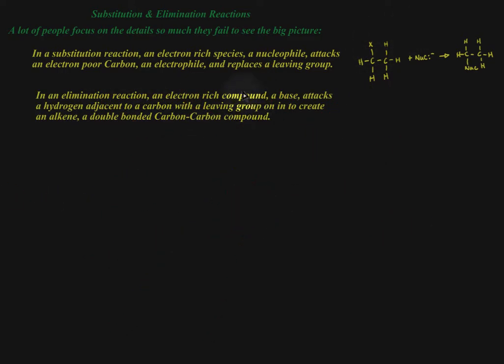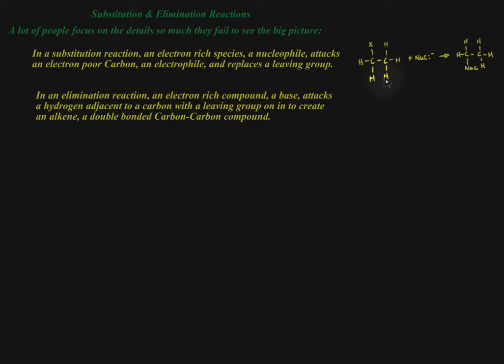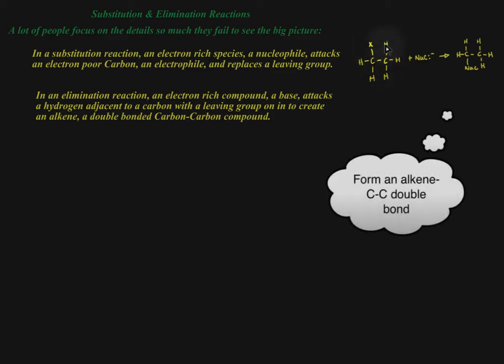An elimination reaction is a little different. Our electron-rich compound could be the exact same compound as we had over here. But instead of attacking this electron-poor carbon, we're going to attack a hydrogen adjacent to it. E2 has to be anticoplanar. We'll discuss that later, but E1 can be this one here. We end up basically having the base come in, attack the hydrogen, leave the electrons behind, and form a double bond. They fill the p orbital and form a pi bond. You get an alkene.